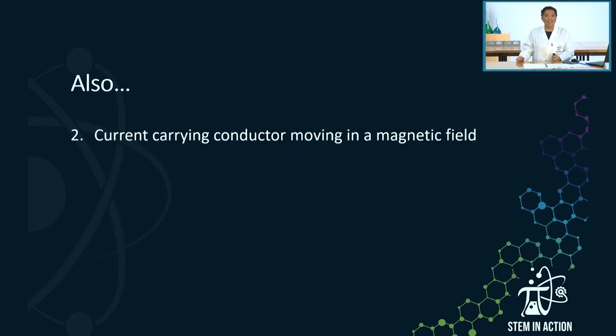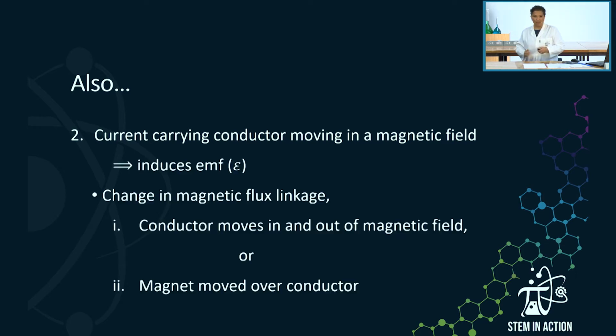We've also learned that a current carrying conductor moving in a magnetic field induces an EMF. This is quite key for the understanding of the rest of generators, motors, as well as alternating current. There's a change in magnetic flux linkage. So when we've got a current carrying conductor moving in a magnetic field, there's a change in magnetic flux linkage which induces an EMF. The word induces means to bring about.